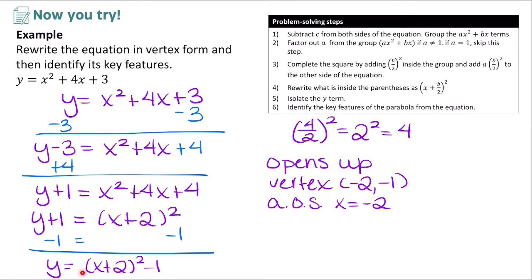So notice that since a is greater than 0, this is going to open up. The vertex will be at negative 2, negative 1, and since it opens up, the vertex will be a minimum. And also, the axis of symmetry will be at x equals negative 2.